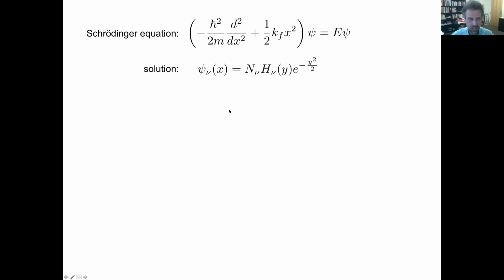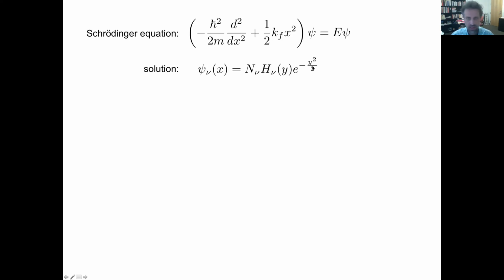Okay. So the general solution of this eigenvalue equation for the function psi is the following. Psi with an index nu, the Greek letter nu, as a function of x, equals N_nu, which is a normalization constant, times a function H, also indexed with nu, and now it has a different variable y, which I will define in 2 seconds, and then times an exponential function that has y squared as its argument.